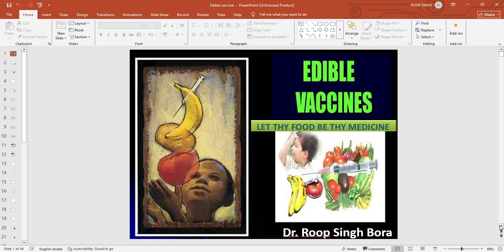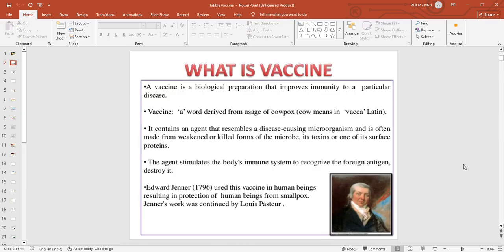In this lecture, we'll talk about edible vaccines. What is a vaccine? A vaccine is a biological preparation that improves immunity to a particular disease. The word vaccine is derived from the use of cowpox. Cow means vacca in Latin.